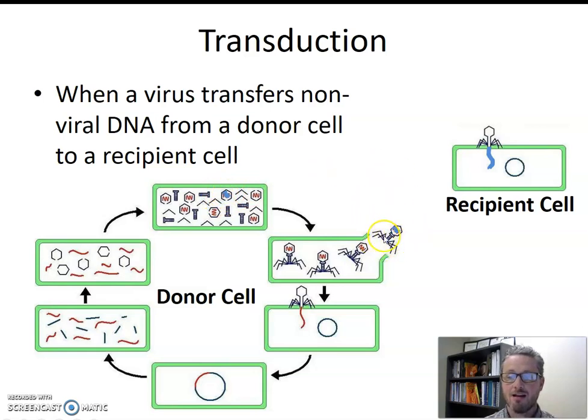That virus containing bacterial DNA can drop the DNA off in a new recipient cell. What happens next depends on the function of this DNA and whether the virus did or did not contain any viral genetic material. So you can't say for sure what happens next. The outcomes are varied. But again, all transduction is that a virus carries a piece of DNA from a donor cell to a recipient cell.